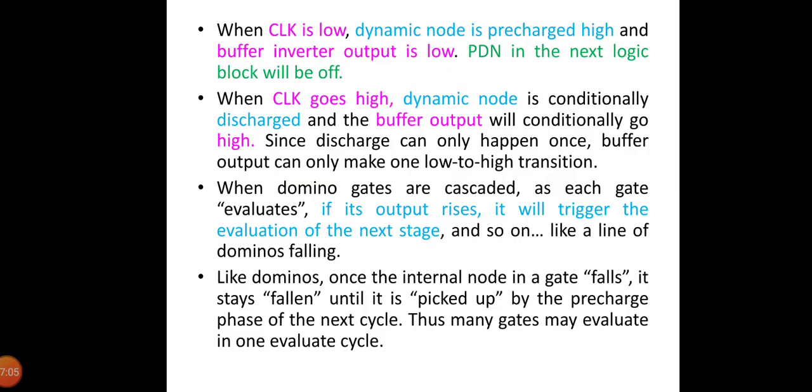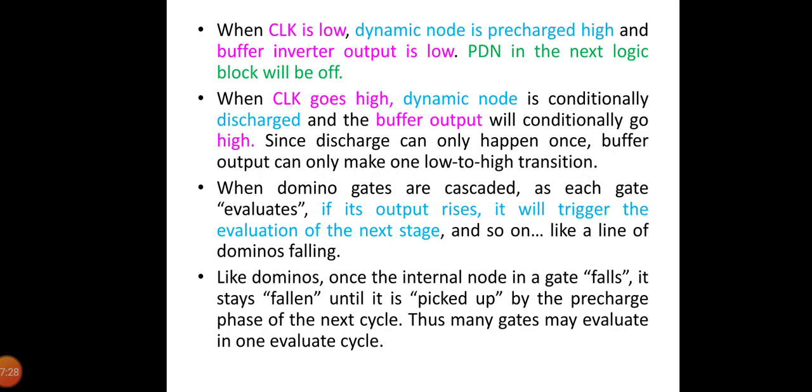So when the clock is low, the dynamic node is pre-charged high and the buffer output is low, so the PDN in the next logic block will be off. And when the clock is high, the dynamic node is conditionally discharged and the buffer output will conditionally go high. Since discharge can only happen once, the buffer output can make only one low to high transition.